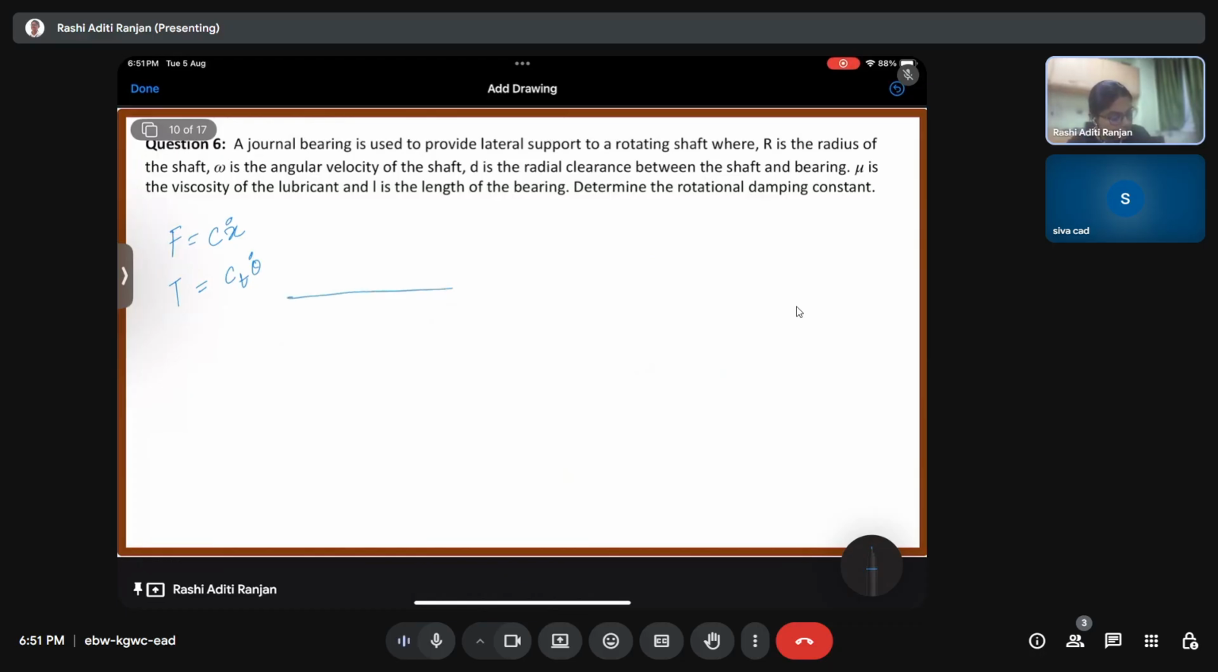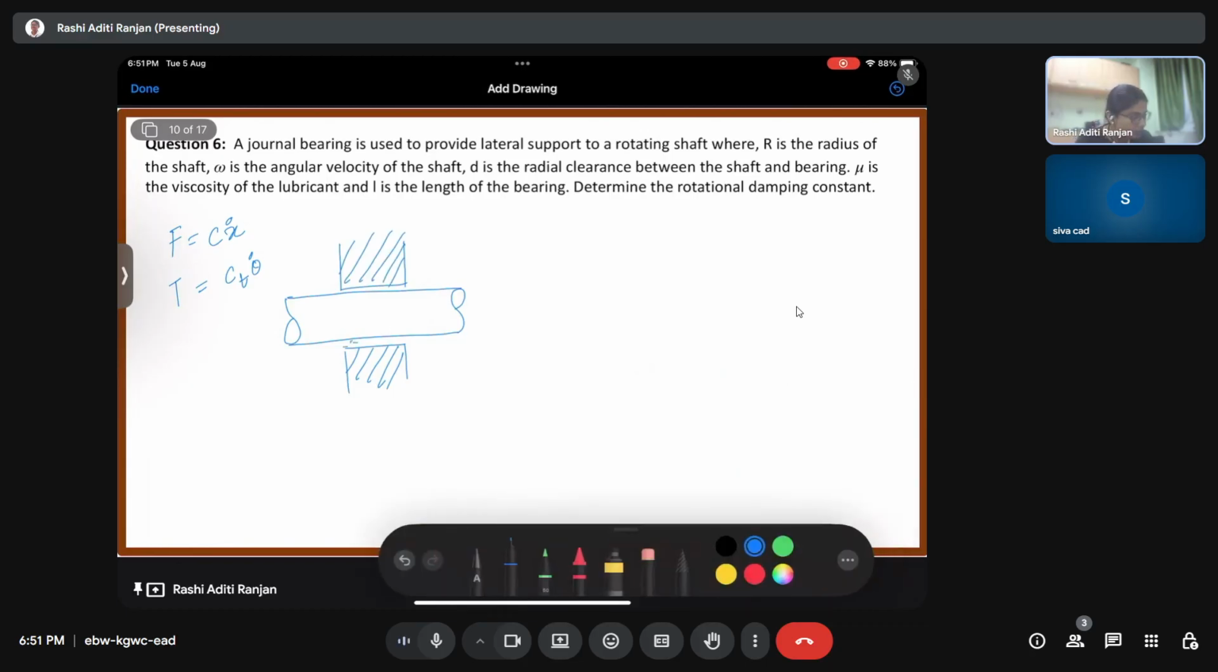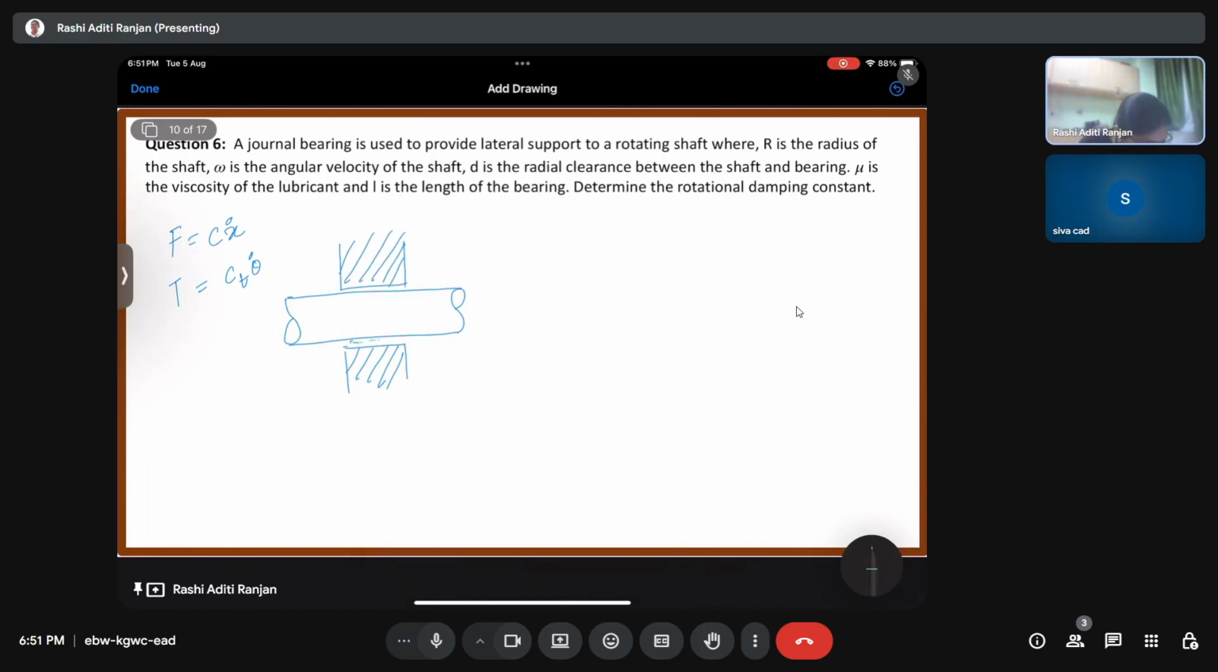So let us first assume the shaft. So this is the shaft. We have the bearing, and then we have fluid filled over here. Okay, let us use some other color, maybe green. We have the fluid filled over here.